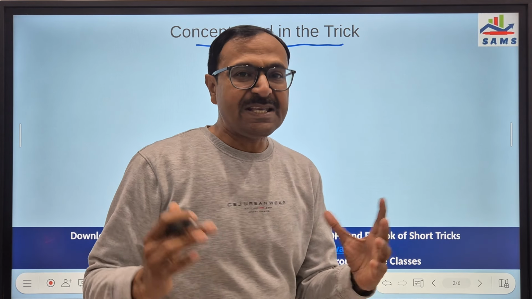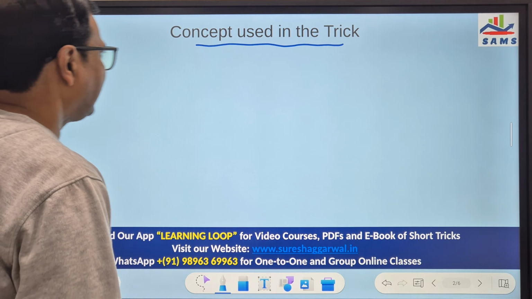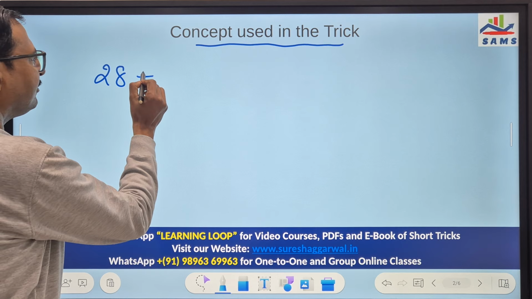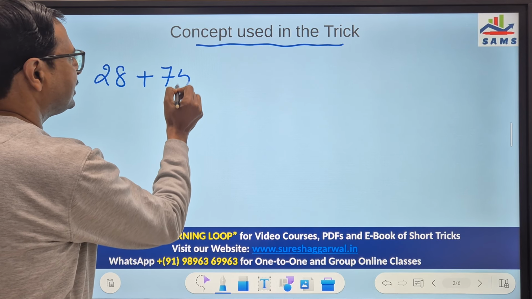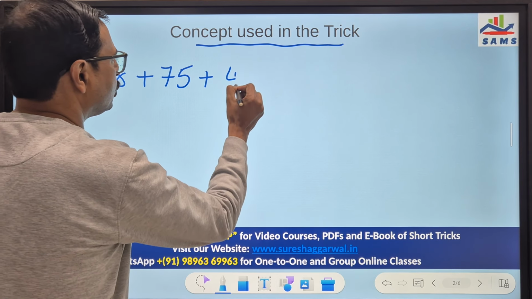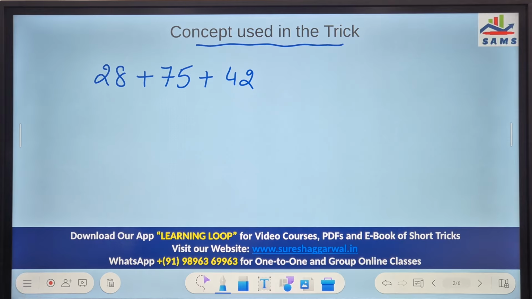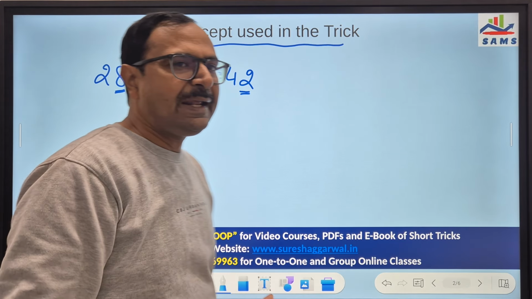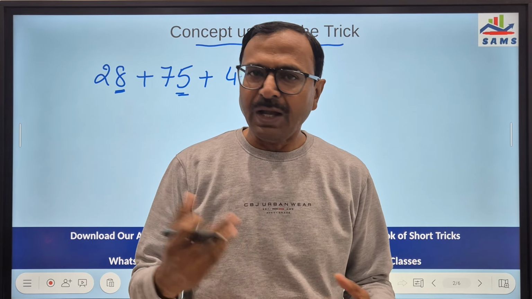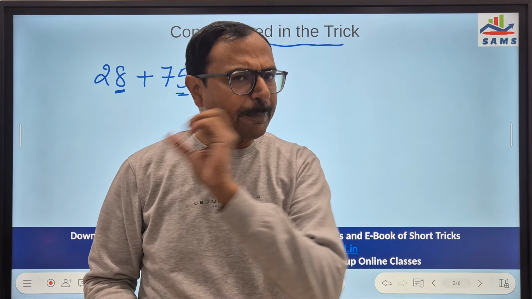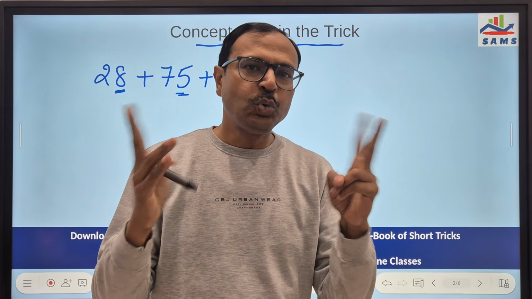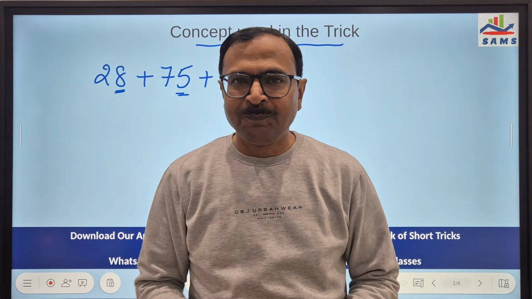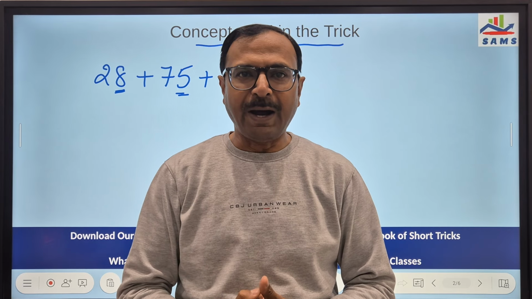Let's look at the concept of the trick first. What is the exact basis of the trick? Suppose we have a number like 28 and we have to add 75 to this and add 42 to this. Here you can see the unit digits. These play a very vital role in mental addition. Because you need to look for base numbers. Which two single digit numbers add up to get you a 10? That is the most important part here.